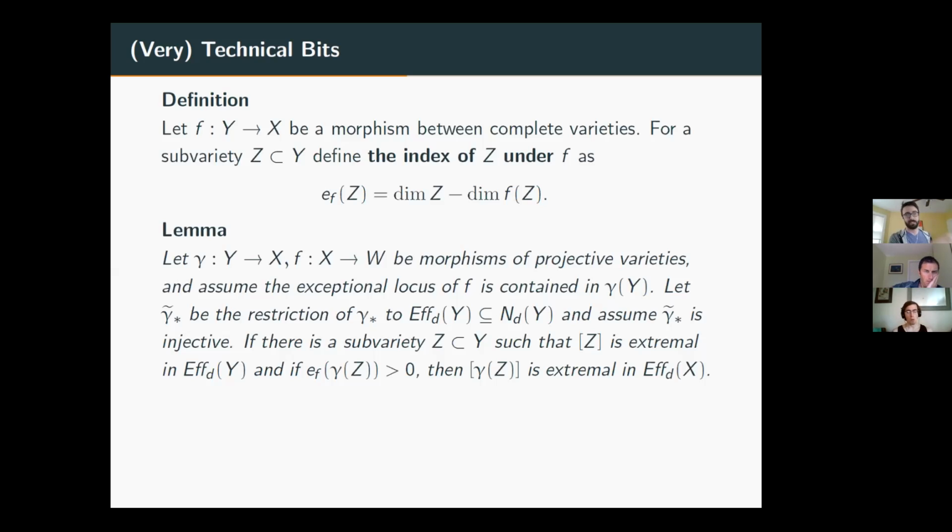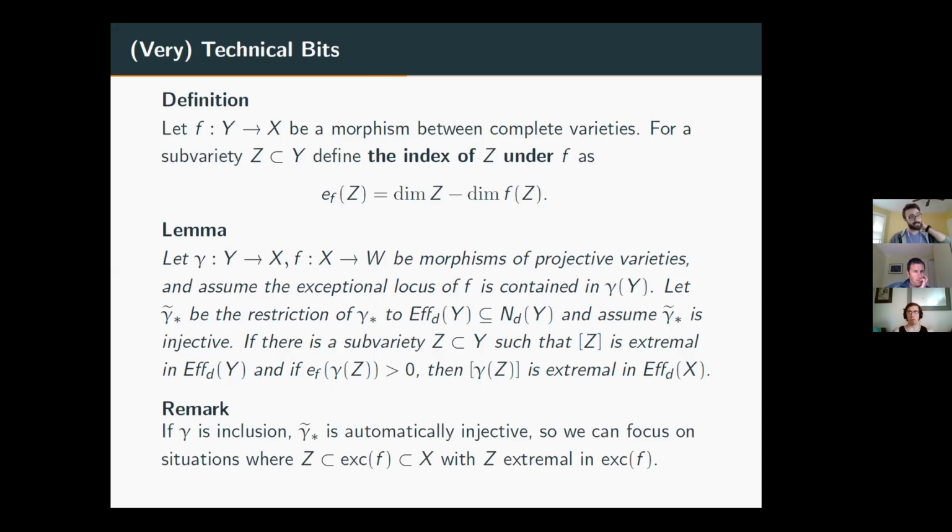Okay, this is a huge bunch of nonsense. We can make it a little easier with this remark. If gamma is an inclusion, then the restriction of the push forward is automatically injective. And so we can just focus on situations where we have subvarieties of subvarieties of subvarieties. And so hopefully the idea you're getting, based on the previous slides, is that, oh look, I have strata which are extremal within another strata which are extremal within another strata, and you're seeing this tower of extremality that we're going to be pushing into the full moduli space.